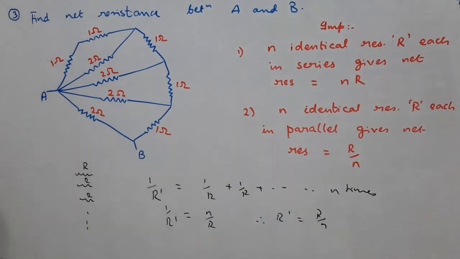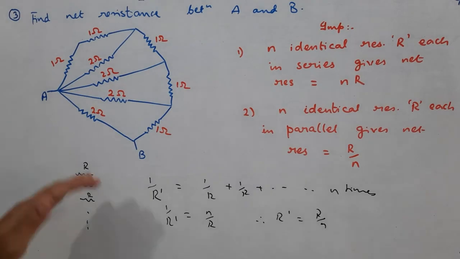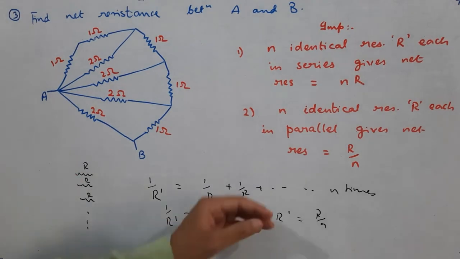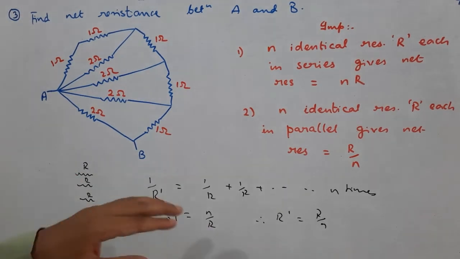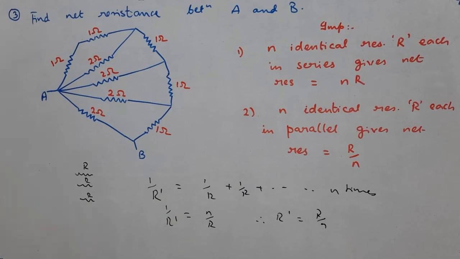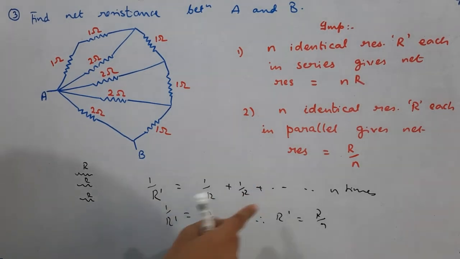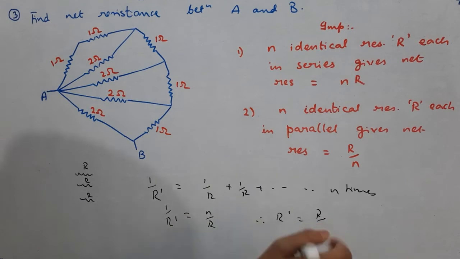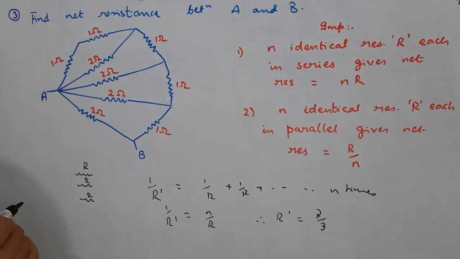That means it decreases. So remember, in series the total resistance increases, but in parallel combination the total resistance gets reduced. Now suppose instead of n I have 3 resistors, then there will be 3 terms, then this n is 3, so R dash will become R upon 3. What does that mean? Suppose I have 6 ohm, 6 ohm and 6 ohm, same resistors I am talking about, they are connected in parallel. So what will be the net resistance?